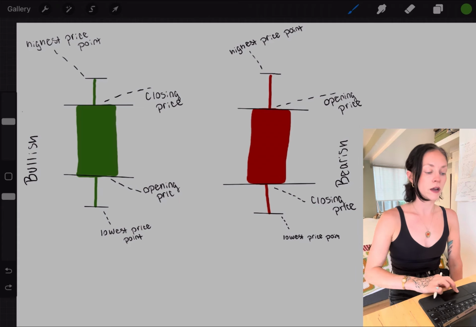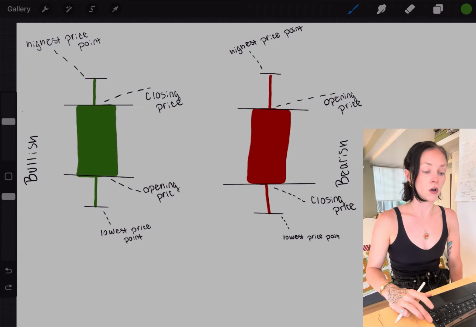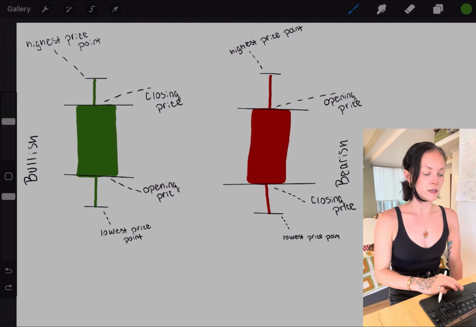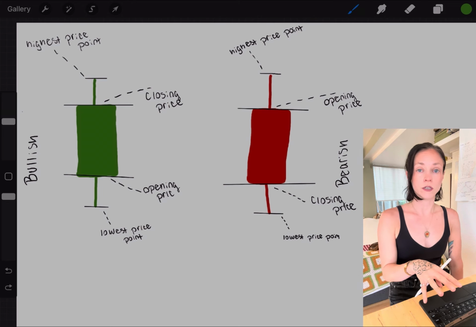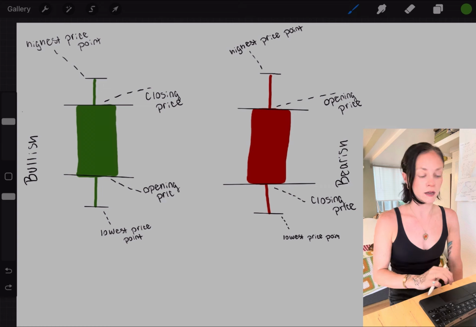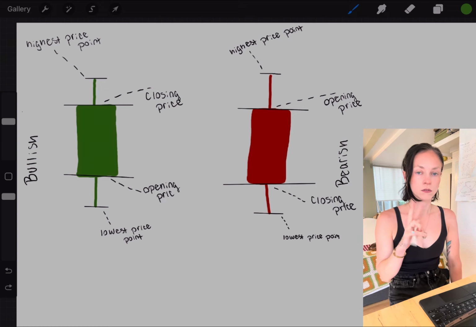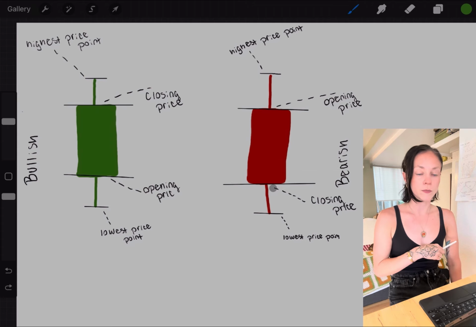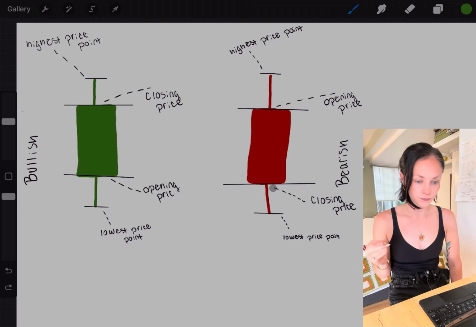Okay, so now we're gonna go ahead and look at this drawing that I made here on Procreate, and we're gonna break down this as easily as we can. So there are two different colors, traditionally green and red. As we discussed in the last video, green is bullish, meaning the price moved up. Red is bearish, meaning the price moved down.